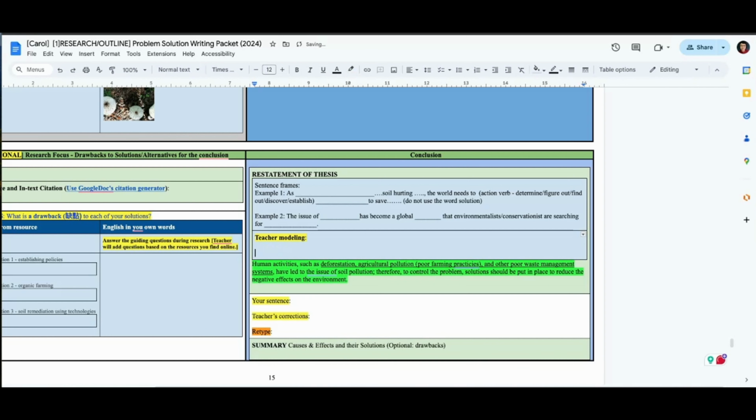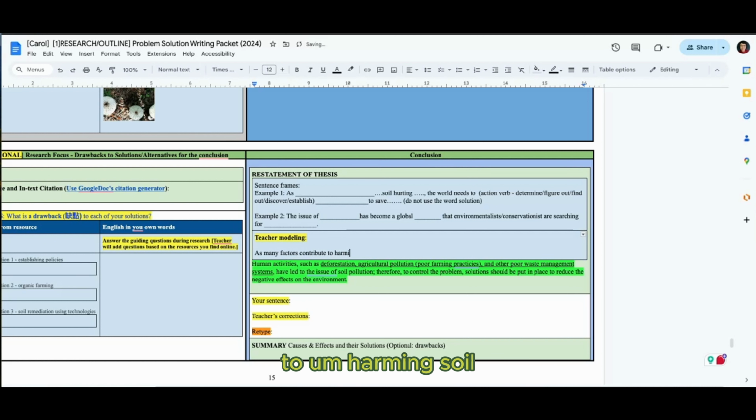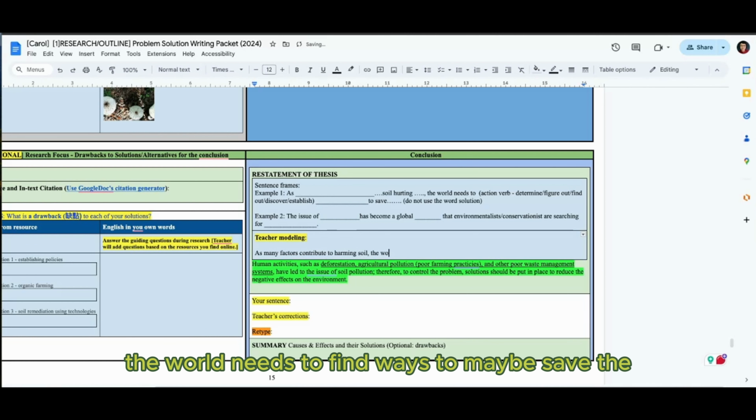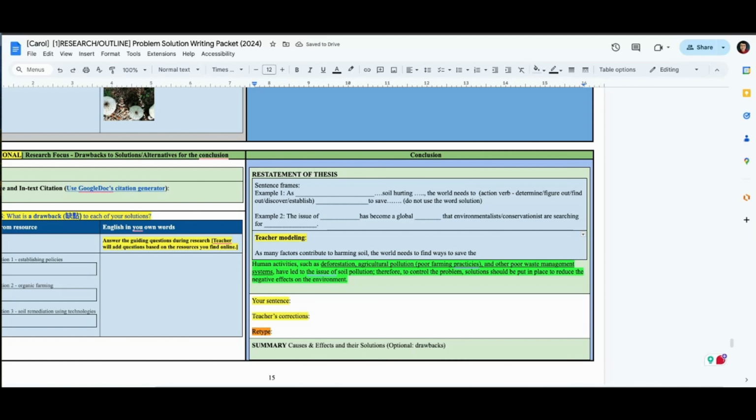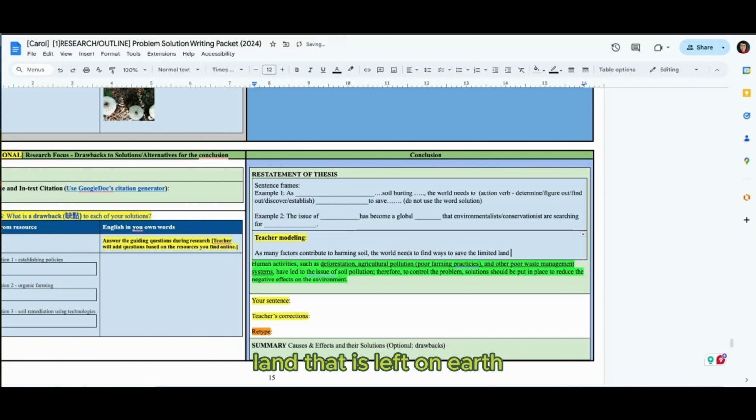Many factors contribute to what? To harming soil. The world needs to find ways to maybe save the limited land, limited means not enough, to save the limited land that is left on earth.